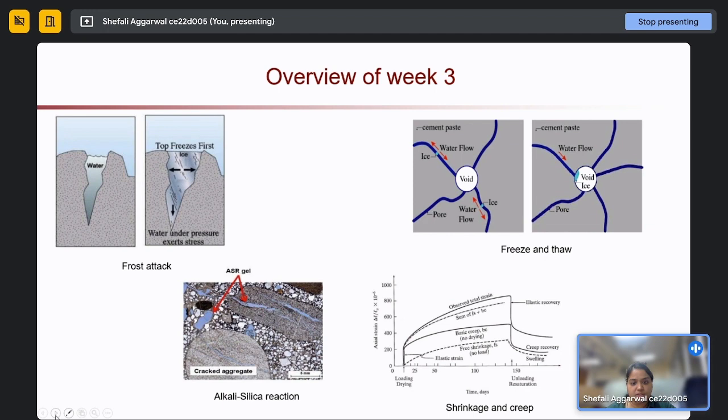Next, you might have studied shrinkage and creep, the different types of shrinkages. We have four to five types of shrinkages and the times at which they take place, and creep. The difference between shrinkage and creep is that shrinkage is mainly because of loss of water, and creep is mainly because of loading. So this is what you might have studied in this week.